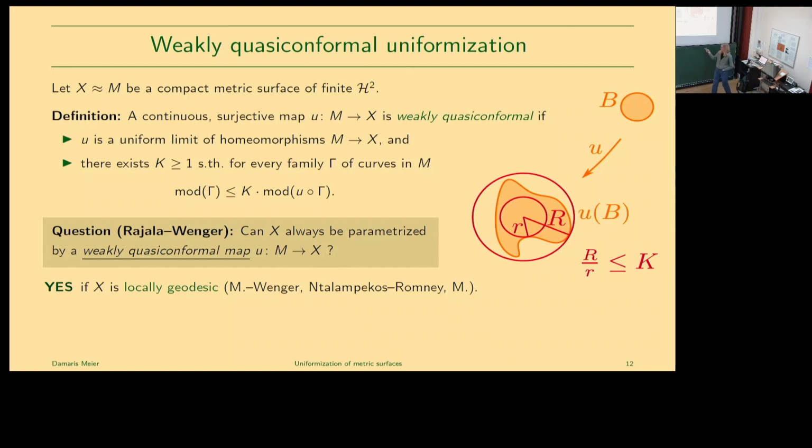And at the same time, when we were almost finished, we were informed that Damaris and Romney were almost finished solving the same question with a completely different approach. So we both published our articles. And eventually, one year later, they were able to remove, with their approach, this condition of being locally geodesic. So just to say, this sort of finishes the story of uniformization for metric surfaces of locally finite Hausdorff 2 measure.